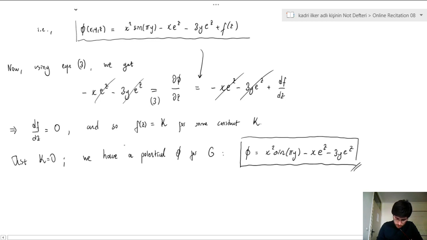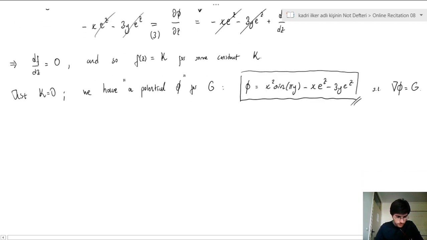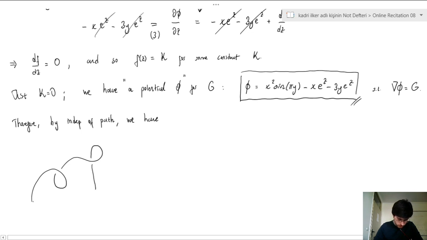We have a potential, remember? This is not unique. We have a nice potential function such that if you compute its gradient, it turns out to be our vector field G itself. Therefore, we can now use path integrals. So by independence of path, remember the theory, let's see what we have. We don't care what C is. C may be a curve like this, so we don't really care.